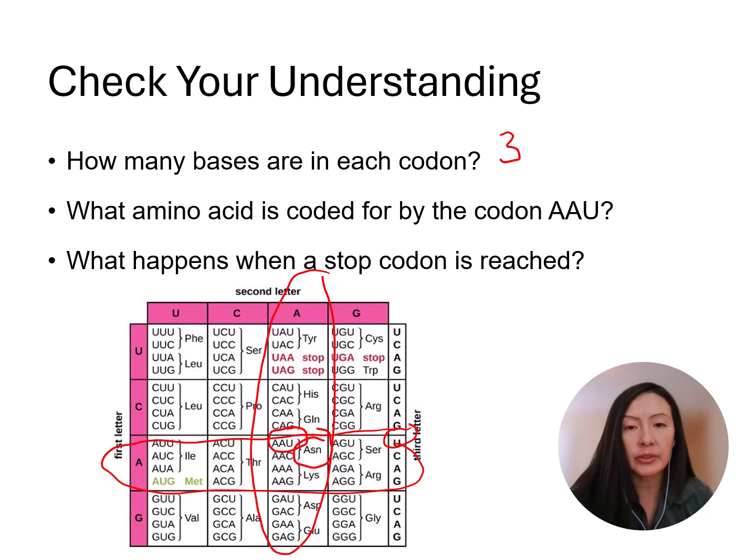What happens when a stop codon is reached? So we saw these were the 3 stop codons. So we'll see later that no transfer RNA corresponds to a stop codon. So we're going to see proteins called release factors that are going to bind and break down the complex, allowing translation to stop.